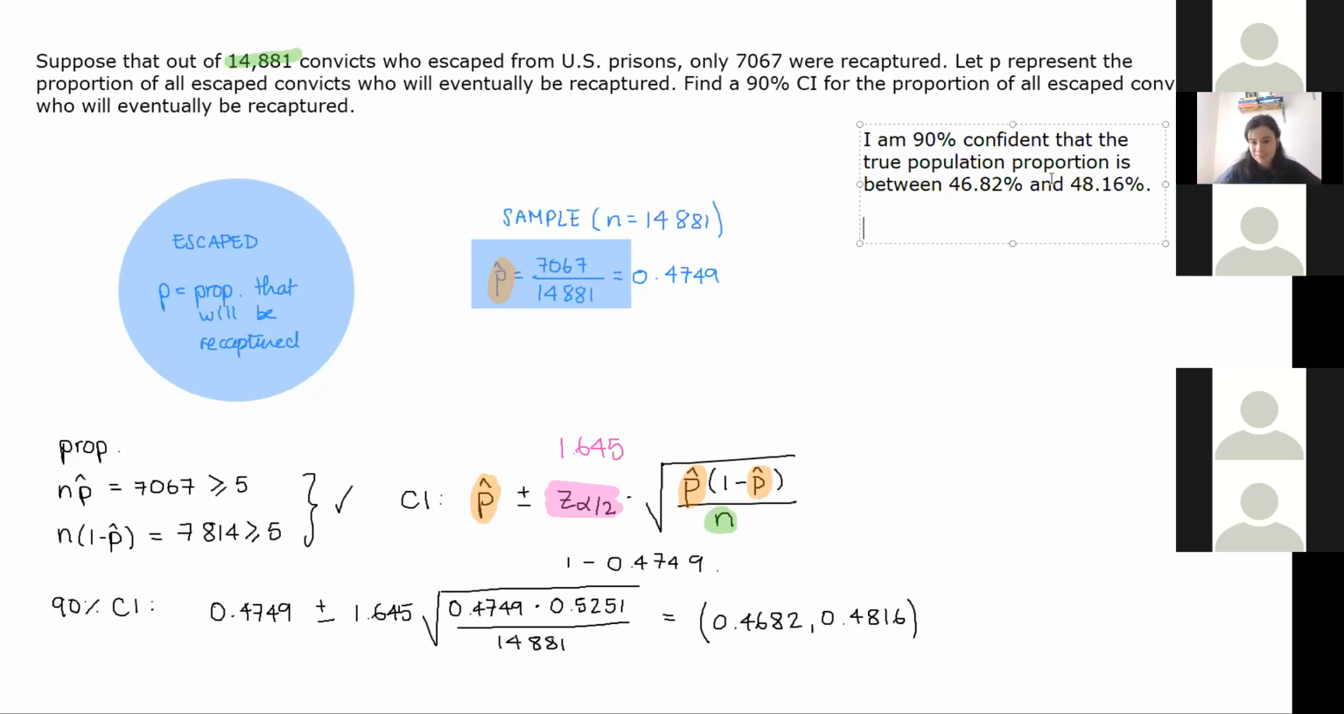I have a question. Is it okay if we just put the interval instead of writing "I am 90% confident that"? It's okay unless I ask you to interpret it. Oh, okay. So these are the two examples that I wanted to cover about confidence intervals.